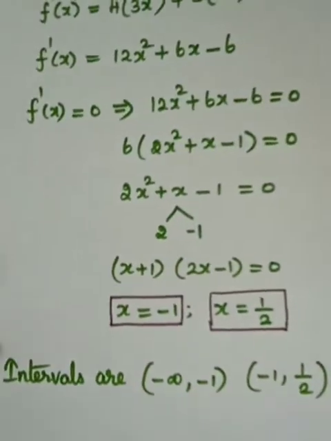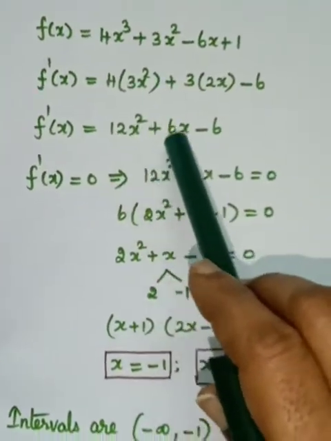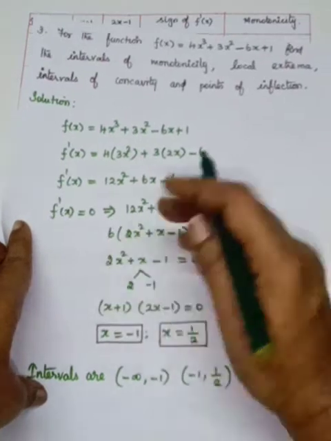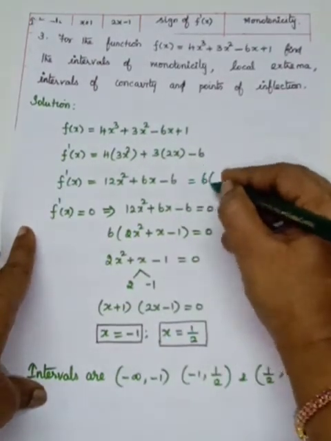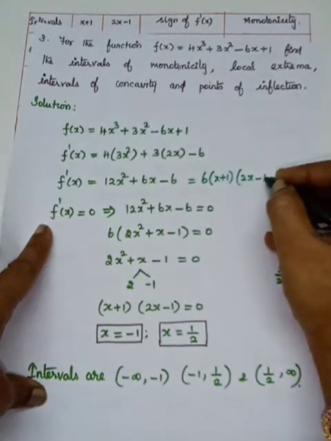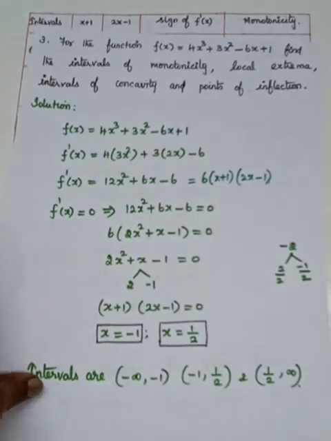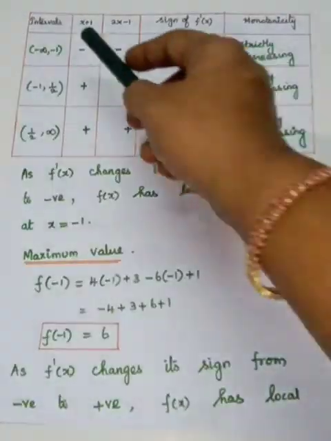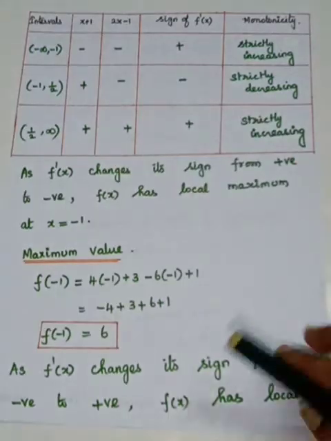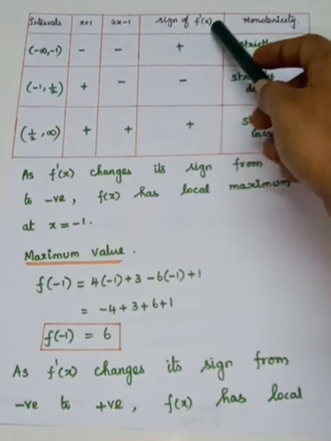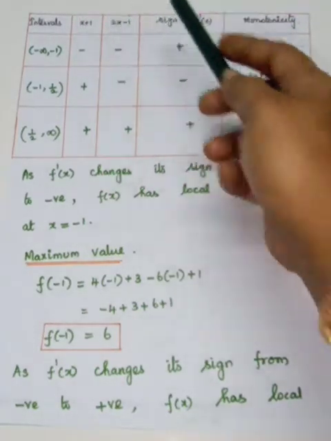In the first derivative, you see that it is 12x squared plus 6x minus 6. If you factorize, taking 6 out, it is 6 into, what is the factor? x plus 1 into 2x minus 1. So, this quadratic function is factorized. The answer is 6 into x plus 1 into 2x minus 1. Okay. So, I am going to check each factor. The first factor is x plus 1, the second factor is 2x minus 1. Then I am going to decide the sign of f dash of x, which is 6 into x plus 1 into 2x minus 1.